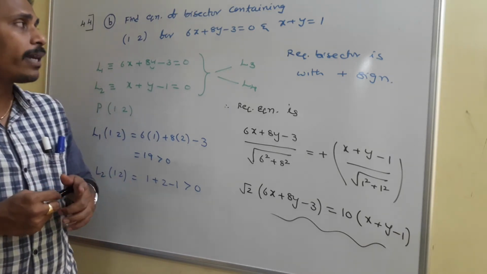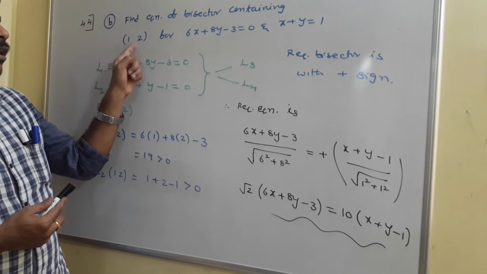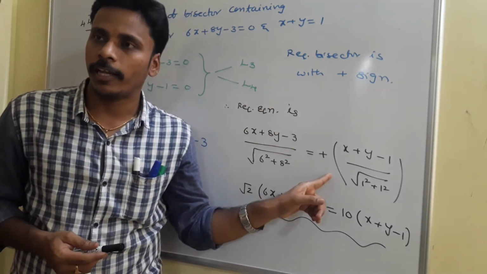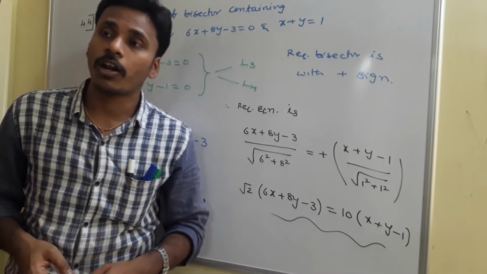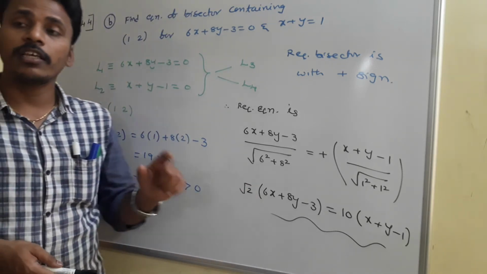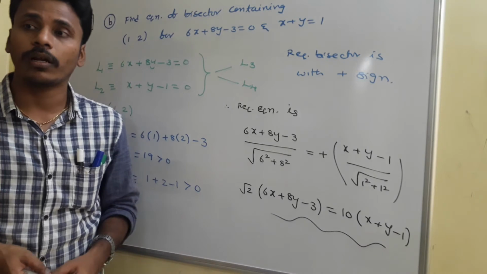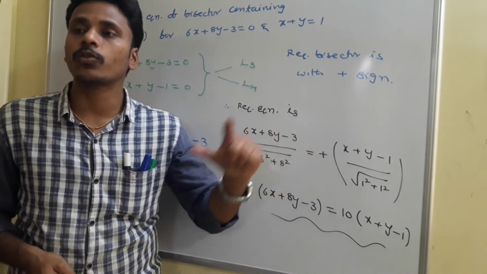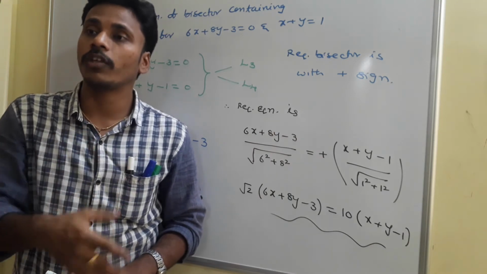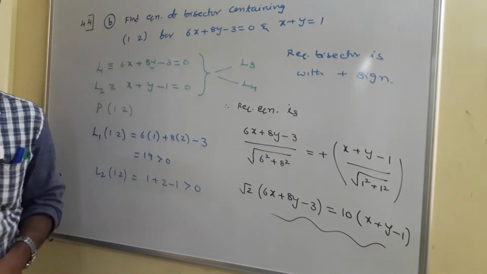So for this problem, the equation of the bisector containing point (1, 2) is the bisector with plus sign. Or they may ask you in the examination to find the equation of the bisector not containing point (1, 2). If they ask you not containing point (1, 2), then you need to find the equation with minus sign. That is your answer. According to the question you need to answer. Just have a look now.